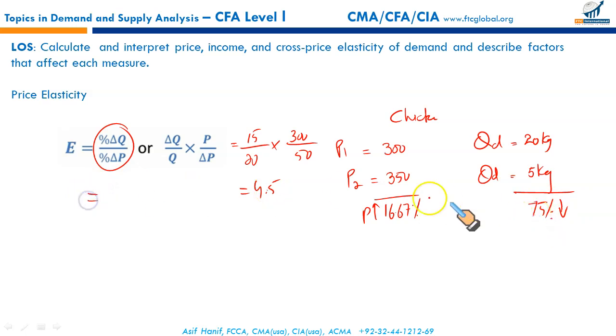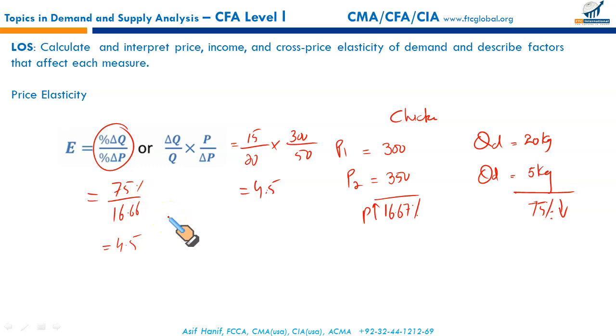So if you plug in these numbers here, 75 upon 16.67, you will get the same result, 75 by 16.66. So you got exactly the same result, 4.5. So this shows an elastic demand.